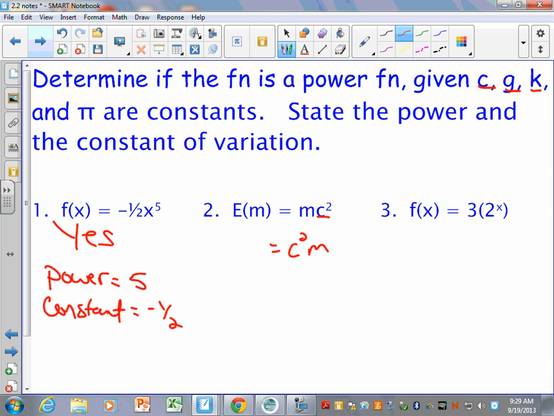Energy equals mass. And what's the constant, do you know? I feel like it's like acceleration, but I don't know. Should ask Miss.